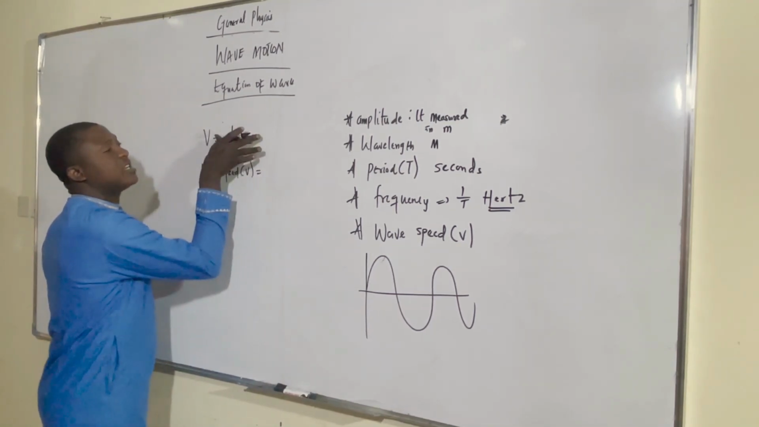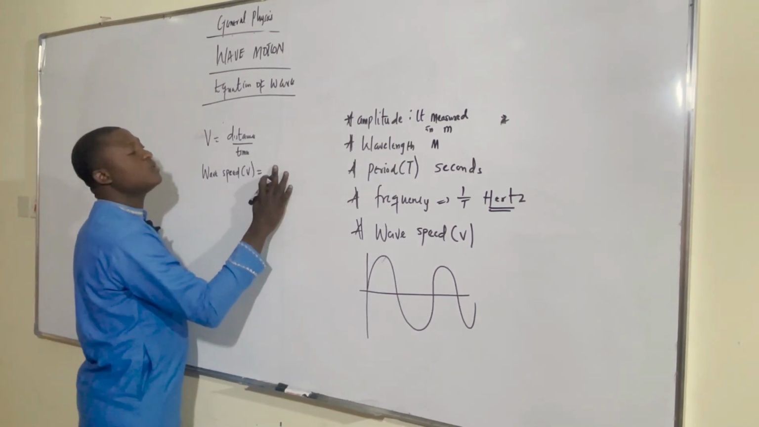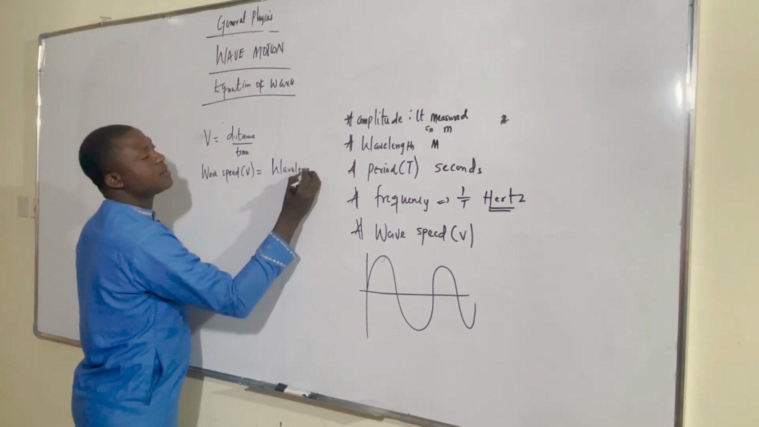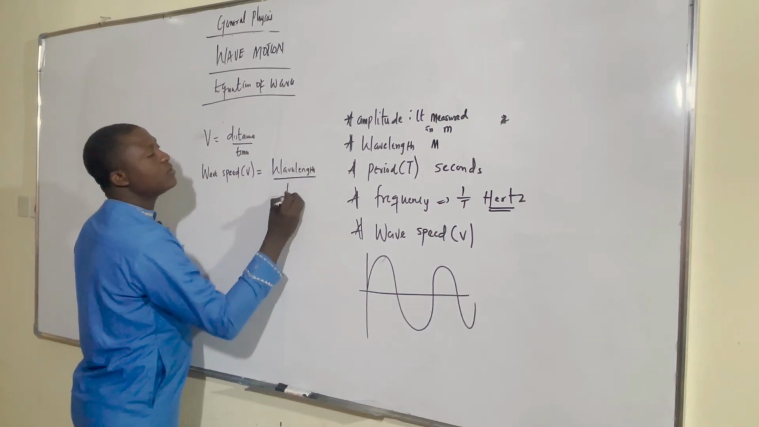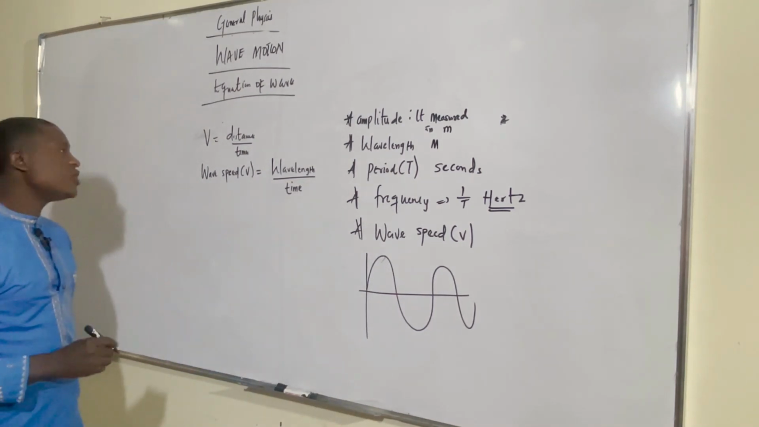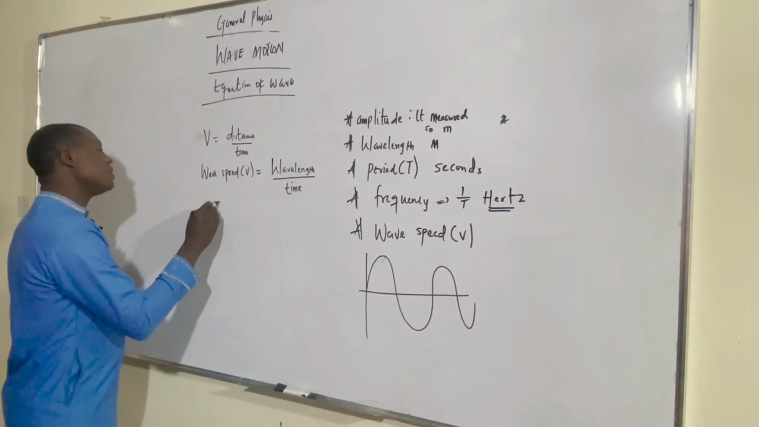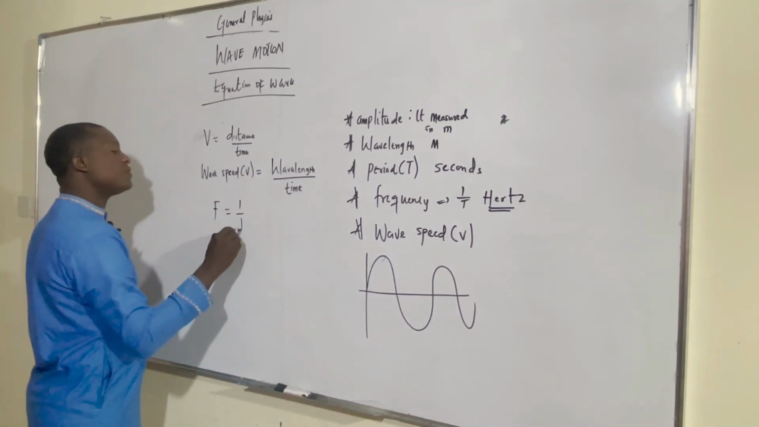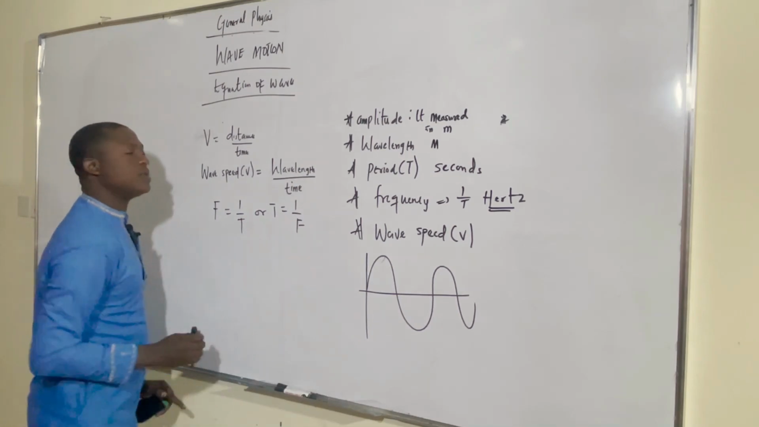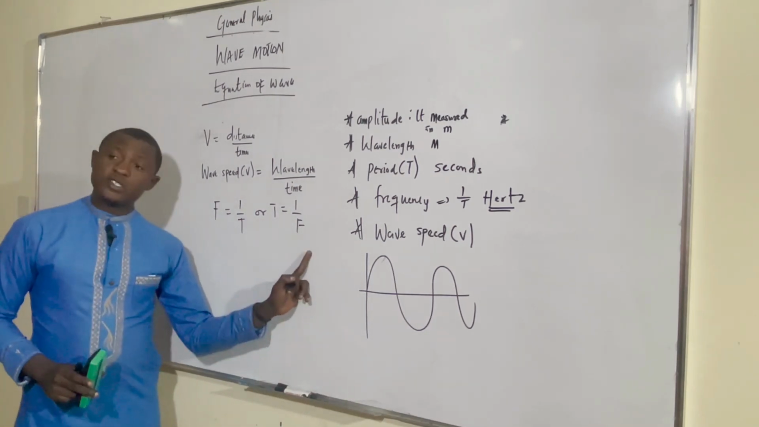Instead of saying distance, we use displacement, that is, we use wavelength. So that's going to be wavelength over time. That's the formula for the wave speed here. But I told you the frequency is the inverse of time, or we can say time is the inverse of frequency. Whichever of the two we use, it's still the same.